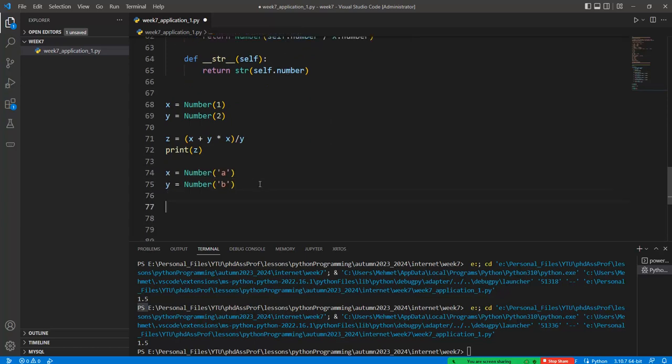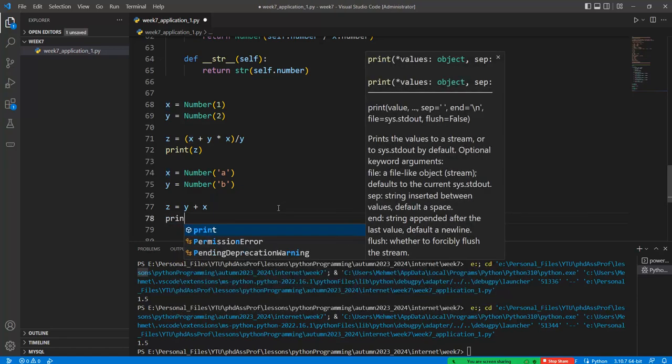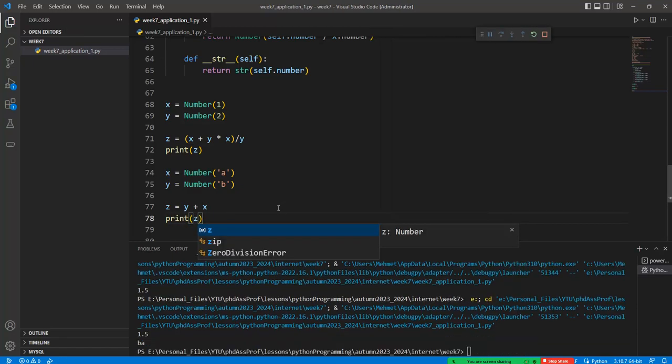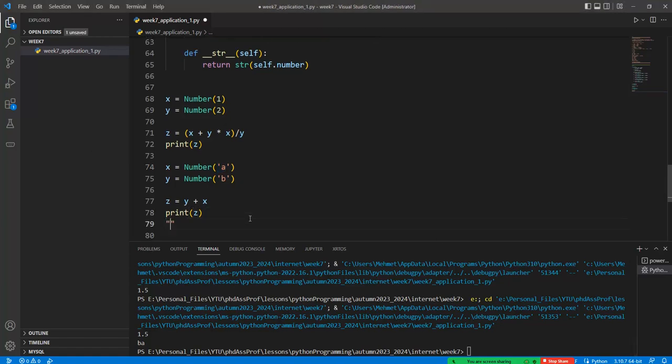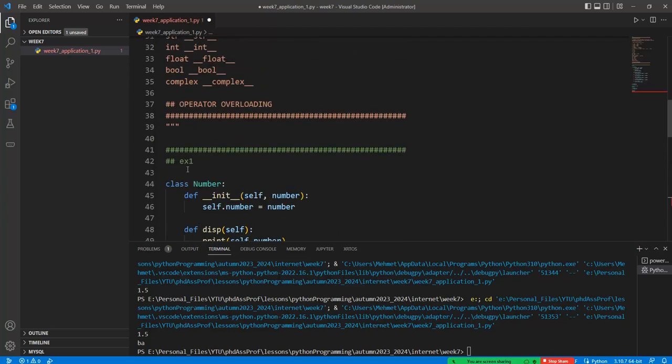But if I apply this property here, and z equals y plus x is assigned, and I print this, we will have b and a, which means that b is combined or concatenated with the a character. So this is not a number operation, and in some cases there is a syntax problem, because we don't have any runtime error or syntax error here.